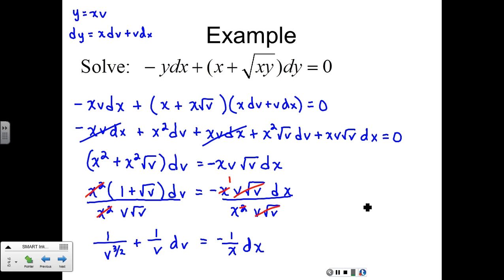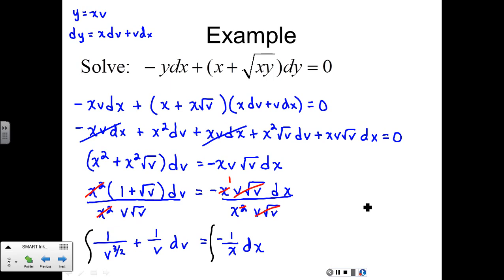So here's the hard part. Let's go to my chicken scratch board over here for a second. Get your integration bridges on. V to the 1 over v to the 3 halves is the same thing as what? V to the negative 3 halves. So integrating that, you add 1 and then divide by your new power. So this would be v to the negative 1/2 divided by negative 1/2.